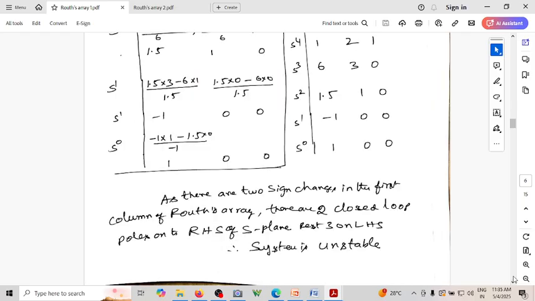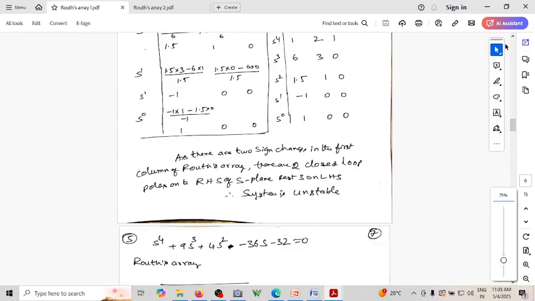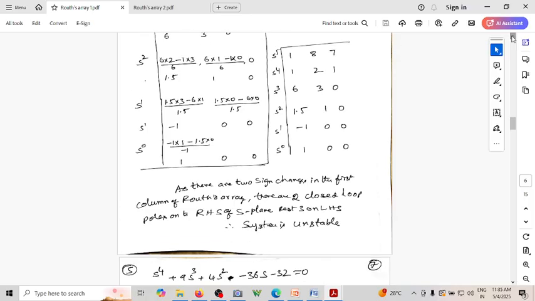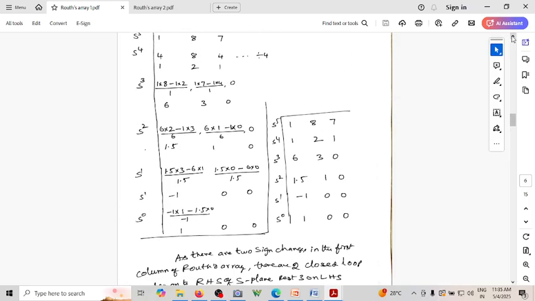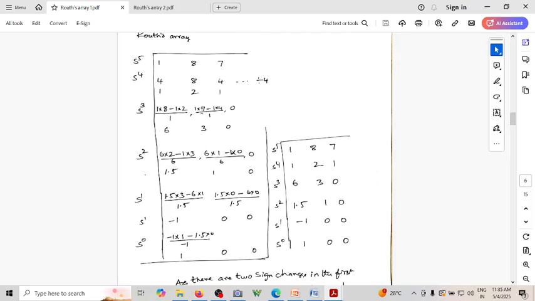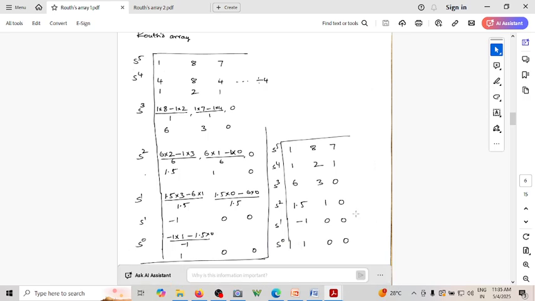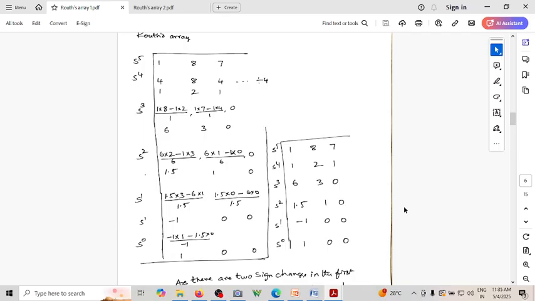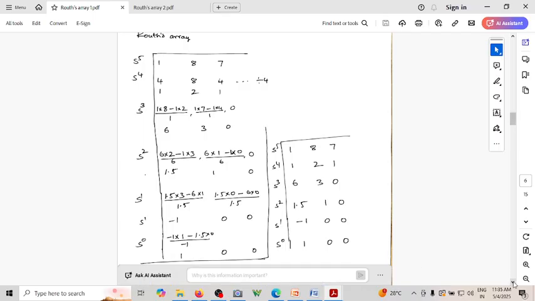Let us see what happens. Now you are completing the Routh array. This is how the completed Routh array finally looks. Again, you can find there are two sign changes happening here, plus to minus and then minus to plus, meaning that the system has two roots on the right hand side of the plane. So the system is unstable.